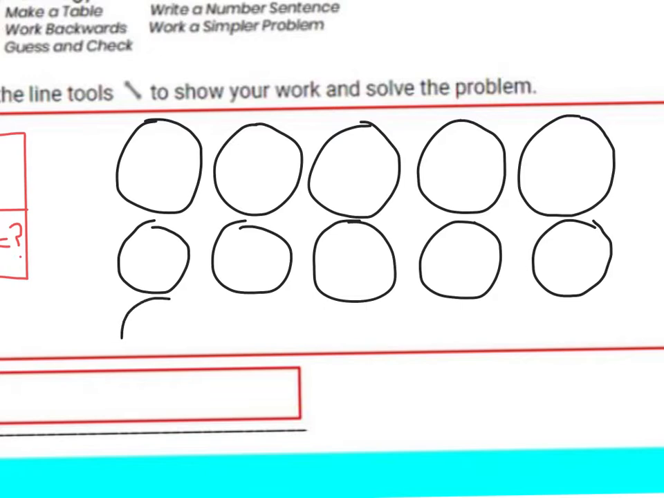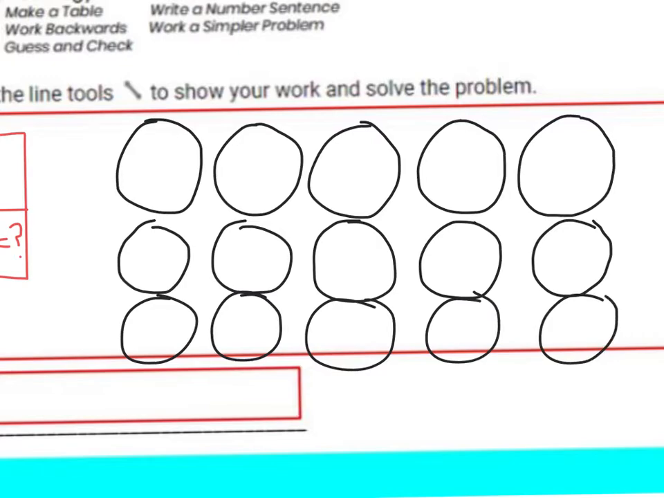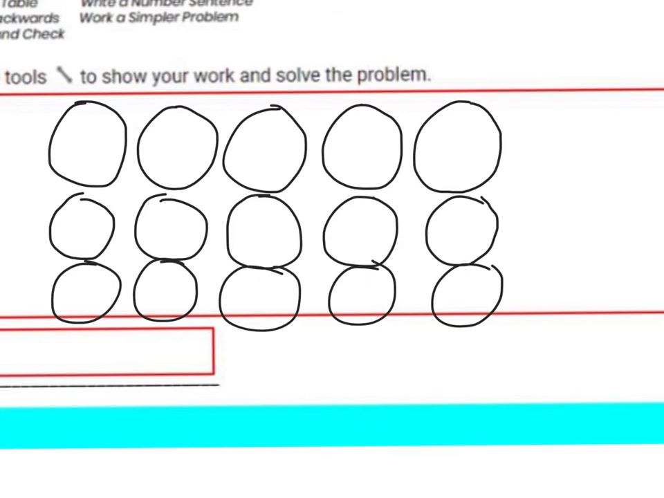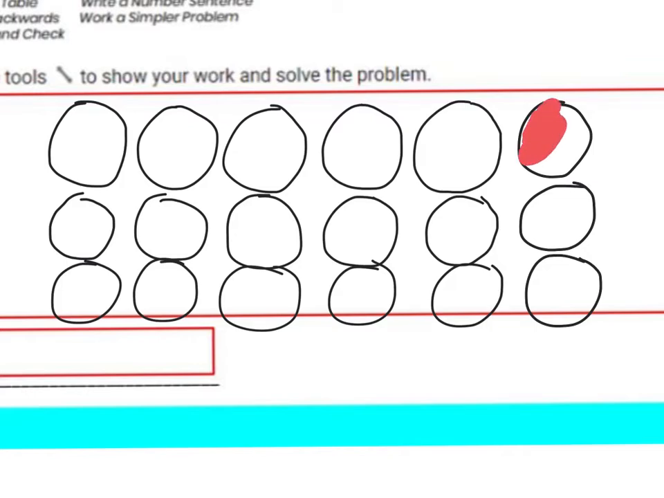That's 10, 11, 12, 13, 14, 15, 16, 17, 18. Okay, so we have 18. Then we know that 12 of them are red, so I'm going to color these red.